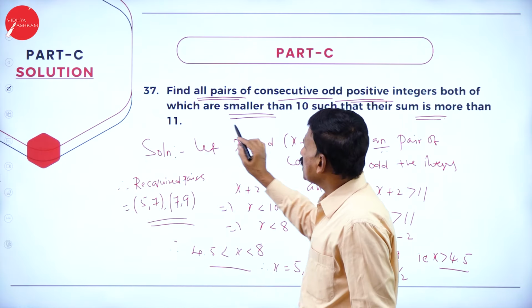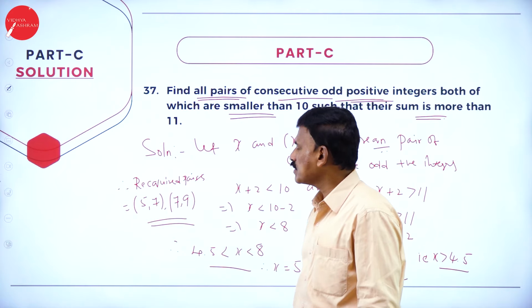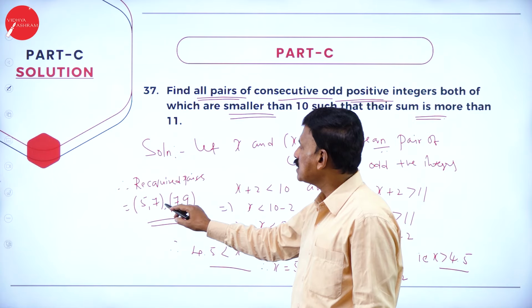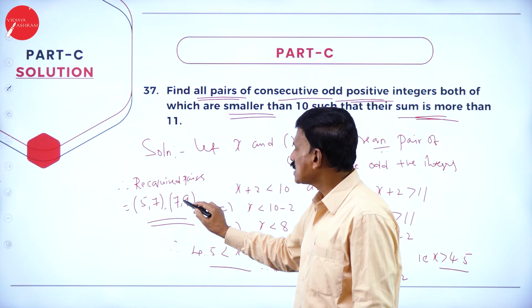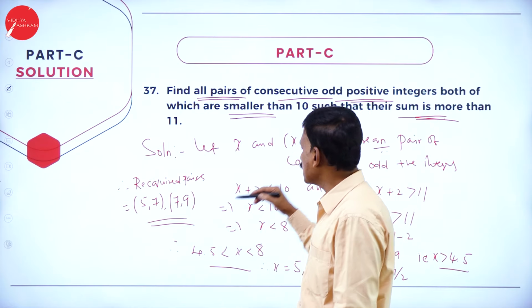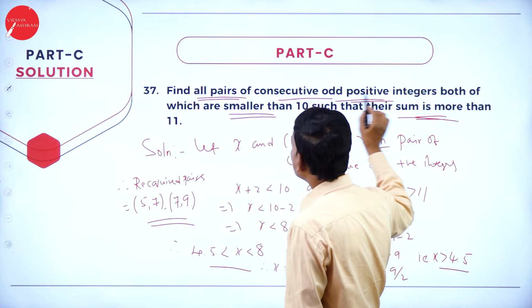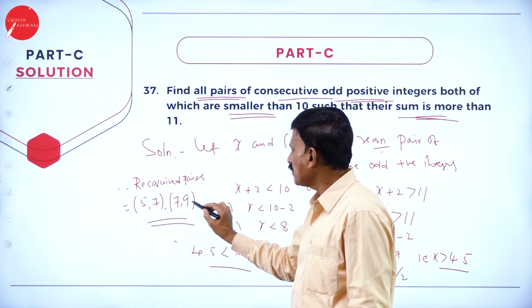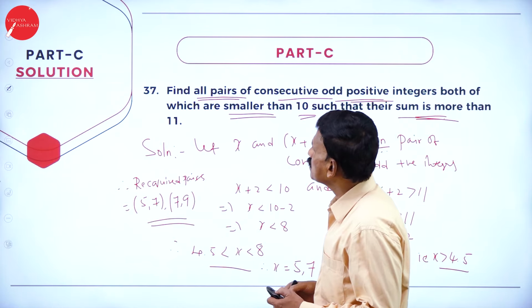So, therefore, the required number of pairs are 2, that is, one is 5 comma 7 and another one is 7 comma 9. So, if you add 5 plus 7 is 12, which is greater than 11. 7 plus 9 is 16, that is also greater than 11. And also, both of which are smaller than 10, 5 and 7, 7 and 9 are less than 10. That's it. Now, move on to the next problem.